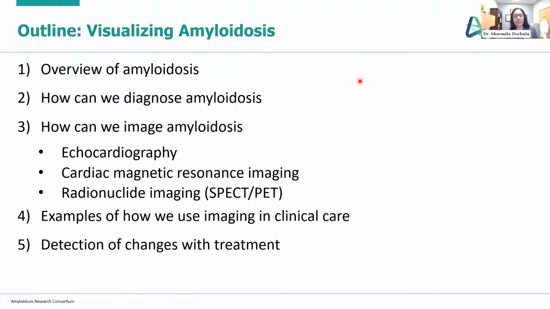So what will I do over the next 45 minutes? I'll give you a little overview about amyloidosis, talk about how we diagnose amyloidosis, how we can image amyloidosis using the different imaging techniques: echocardiography, cardiac magnetic resonance imaging, radionuclide imaging. Show you 3 examples of cases where we used imaging in caring for someone affected with amyloidosis. And then lastly, I want to end with a little bit of information about how imaging could potentially be used to identify change in therapy.